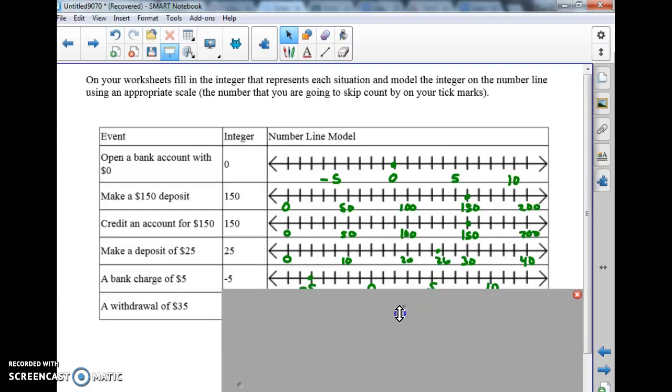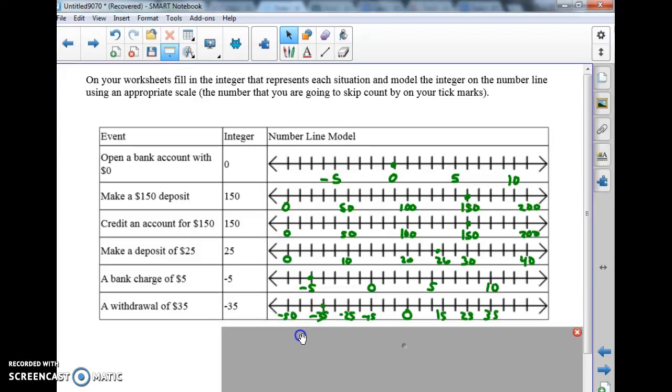A bank charge of 5 is a negative 5 because they're going to charge you a fee. So I put 0 somewhat in the middle and then just counted back by ones to the left to negative 5. In this one, I would expect for you to have 0. Just make sure that negative 5 is to the left of 0. And a withdrawal of $35 would be a negative 35 integer. So again, I placed 0 in the middle. You could have placed it to the right as well. Your choice, just as long as negative 35 is to the left of 0. And again, just an example of another scale of going by 5s and labeling some of them for benchmarks.